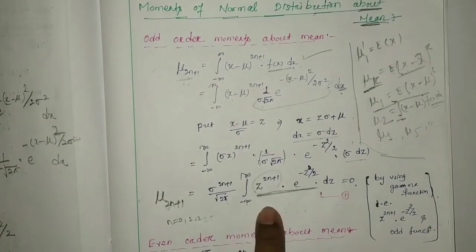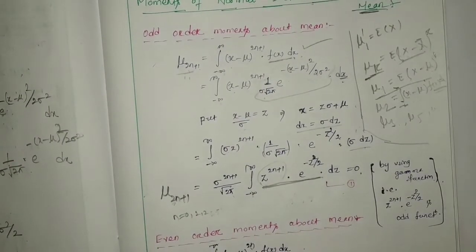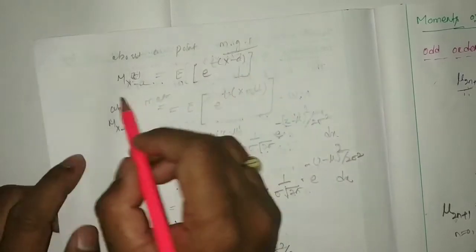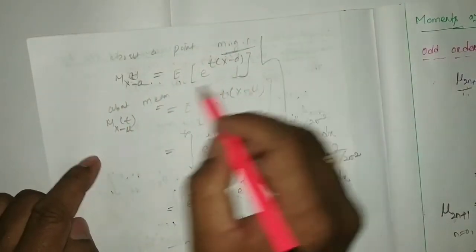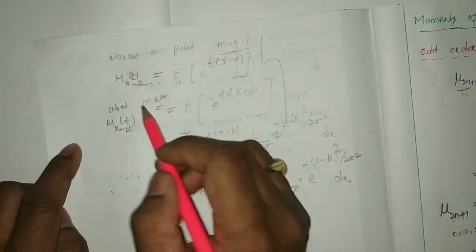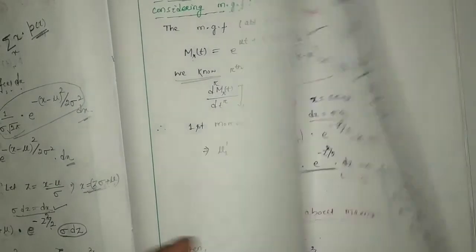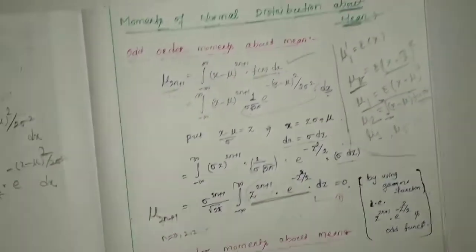And the same answer you can find by considering moment generating function. See, first we have to find out the moment generating function about mean, then we have to consider the derivative method, and we are going to get the same answer. You just check it out.